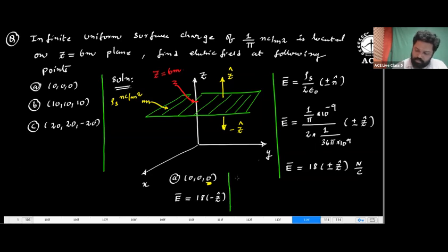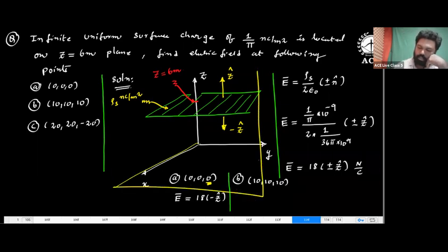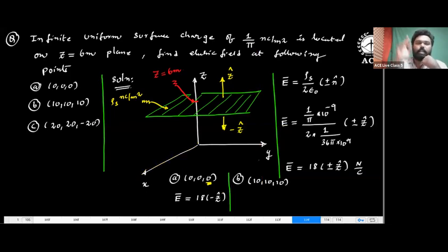Next one, beta. Next point. Where is that point? 10, 10, 10, beta. Is it below the sheet or above the sheet? 10, 10, 10, beta. It is above the sheet. If a point is above the sheet, what is the electric field direction? It is in the positive Z direction. 10. Sheet is located at 6. So the electric field E is equal to 18 Z cap.